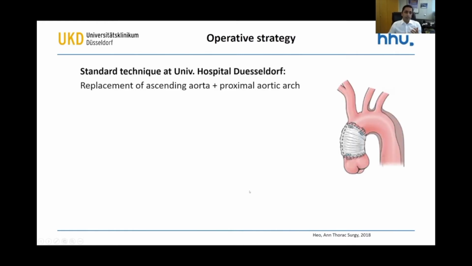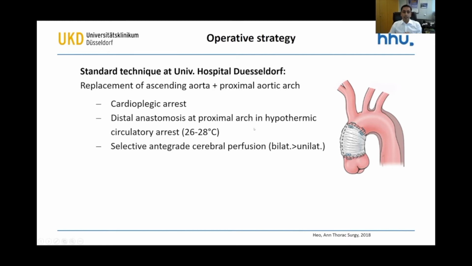Well, we in Düsseldorf, and I think the same is the case for many other centers, have something like a common standard for this kind of patients. The standard is to replace the ascending aorta and to do the distal anastomotic line in cardioplegic arrest and circulatory arrest at mild or moderate hypothermia. We usually use 26 to 28 degrees Celsius. And this is done under selective antegrade cerebral perfusion.